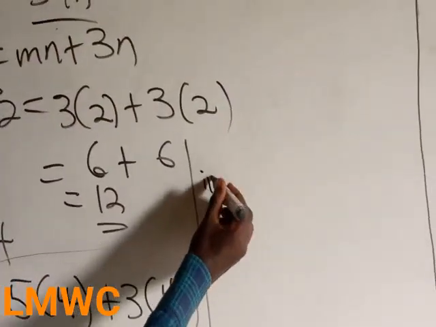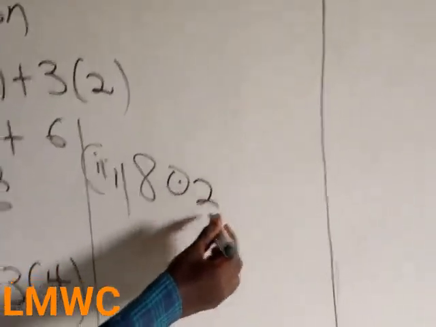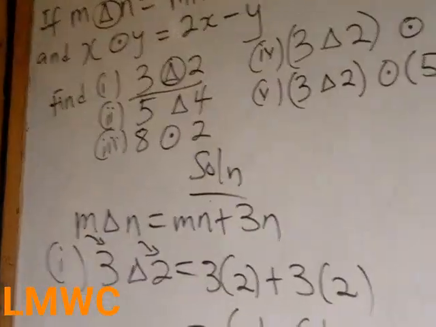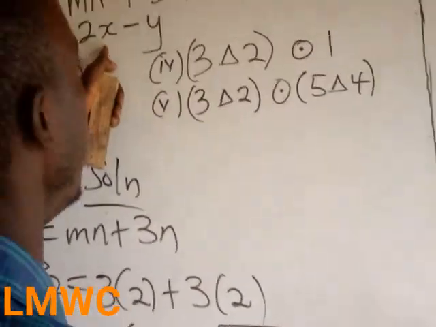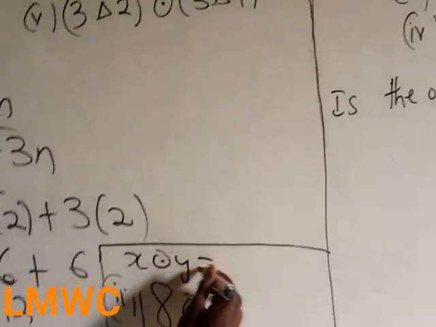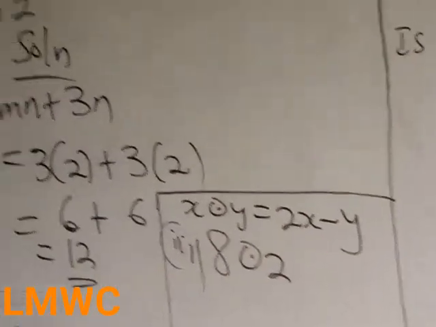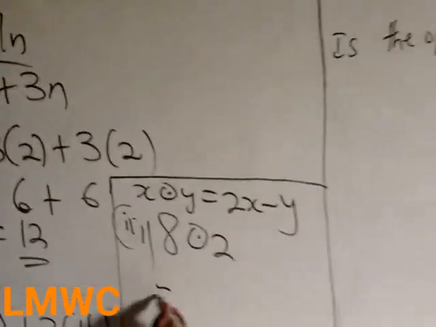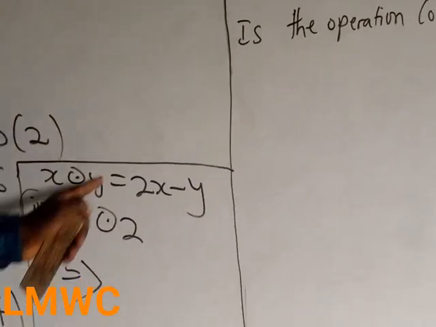The third one. We have 8 star 2. They have also given us another symbol. And this is the formula. We have the formula as 2x minus y. This is the formula. So what is the value for x? The value for x is 8 and y is what?